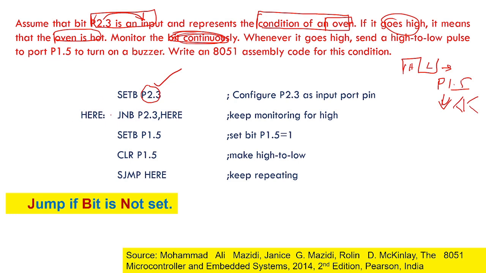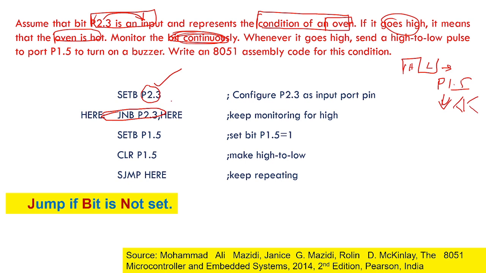So here is a label, and it will be the loop, right? JNB. What is JNB? Jump if it is not set. That means if this specific pin is 0, it will stay in the loop. Why? Because it jumps if not set. So it jumps only if not set. If it is 1, it will break this loop and come out.